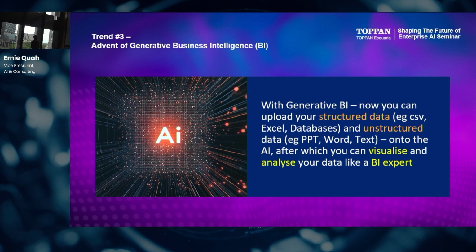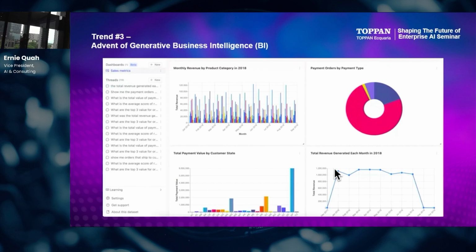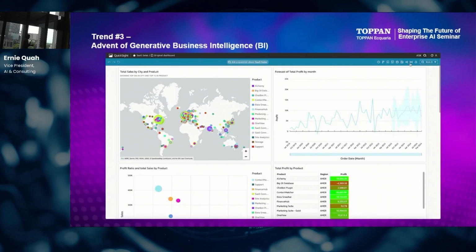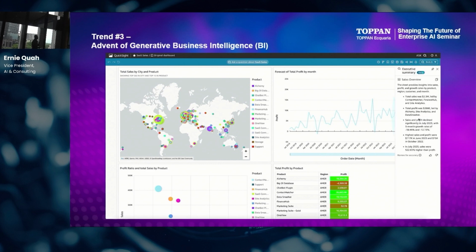You can now upload structured data, such as CSV, or point to your database or Excel, and unstructured data, meaning your PowerPoint and Word text, into the AI, and after that you can visualize and analyze like a BI expert. Imagine you're chatting with AI, and it starts producing graphs for you based on your data and your query, on the spot, a new one. Some examples of this: the first example is generating a summary, a sales summary.